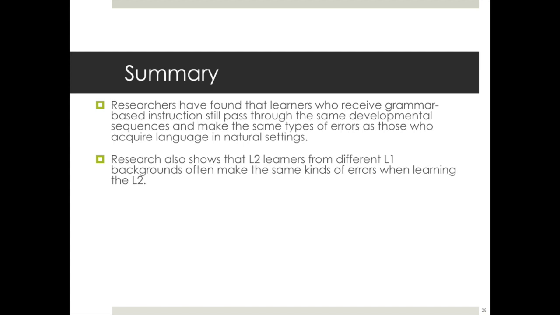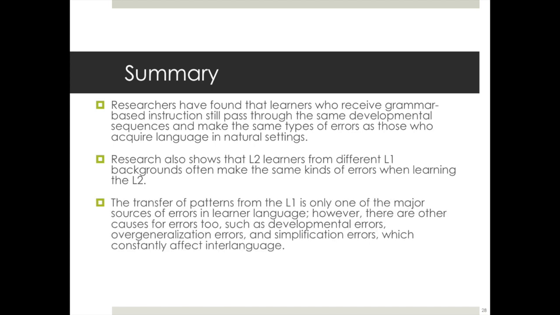Secondly, research has also shown us that second language learners from different first language backgrounds, meaning regardless of the native language they have, will often make the same kind of errors when learning the second language. Number 3 is that the transfer of patterns from the first language is only one of the major sources of error. It was assumed in the 60s that errors happen because of negative transfer from the first to the second language. But in fact, we know now that there are other causes for errors, like the ones we have talked about in this lecture: developmental errors, overgeneralization, and other types of errors.